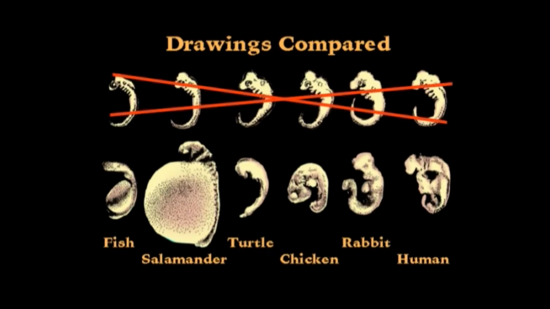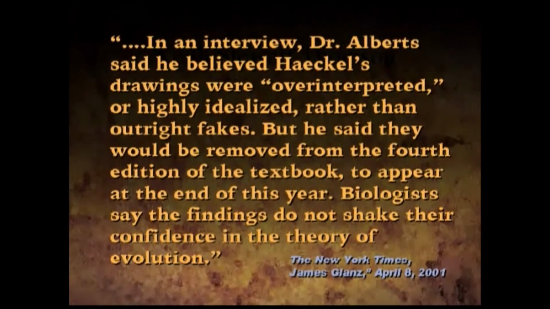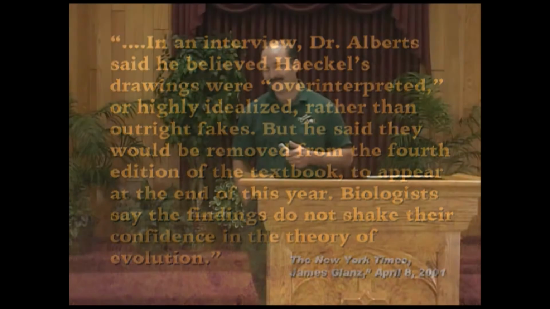One of the texts that includes the faulty drawings is the third edition of Molecular Biology of the Cell, the bedrock text of the field. In an interview, Dr. Alberts, who's the president of the National Academy of Sciences, said he believed Haeckel's drawings were overinterpreted or highly idealized, rather than outright fakes. But he said they would be removed from the fourth edition of the textbook to appear at the end of the year. It goes on to say, biologists say the findings do not shake their confidence in the theory of evolution. The good news here, again, is that we know it's wrong. We want to get it out of the textbooks.